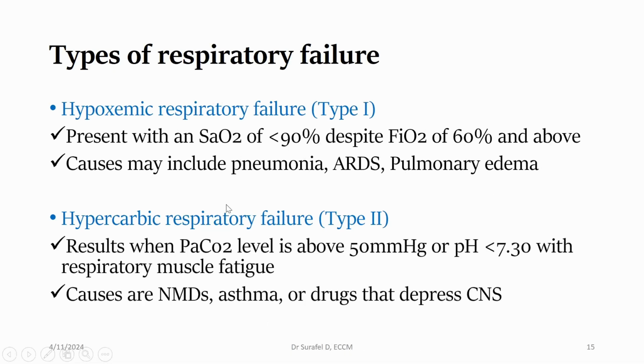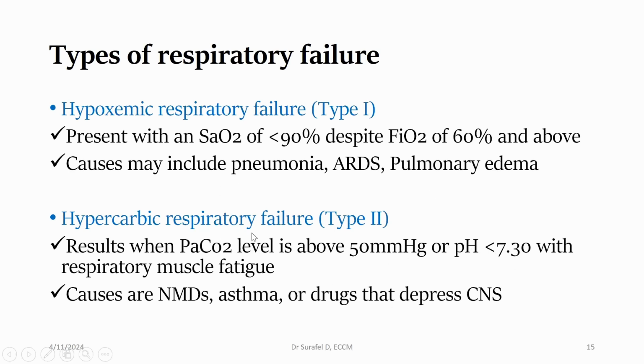In hypercarbic respiratory failure, patients usually don't have a significant oxygenation problem, but they usually have respiratory muscle fatigue or obstruction, so they tend to retain carbon dioxide. The PaCO2 level based on the ABG analysis will usually be above 50 millimeters of mercury. But beware, this does not work for those patients who are habitual carbon dioxide retainers, especially COPD patients. To say there is a really rising PaCO2 level, we need a baseline and we need to follow the PaCO2 level, whether it's increasing or not. And you can also use the pH.